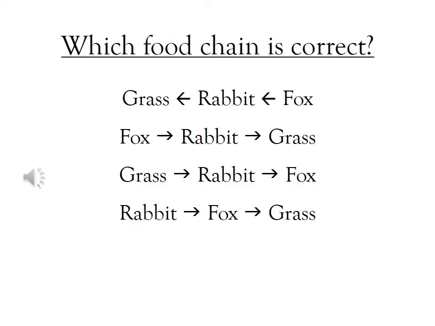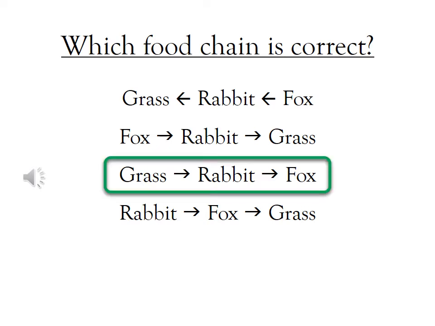Here are some examples of 4 food chains. Can you identify which one is correct? Have a little think. If you said it was this one, the third one, you're absolutely correct. Don't be fooled by the one at the top. Even though the grass, rabbit and fox are in the right order, the arrows are not correct. So make sure your arrows go in the right way.